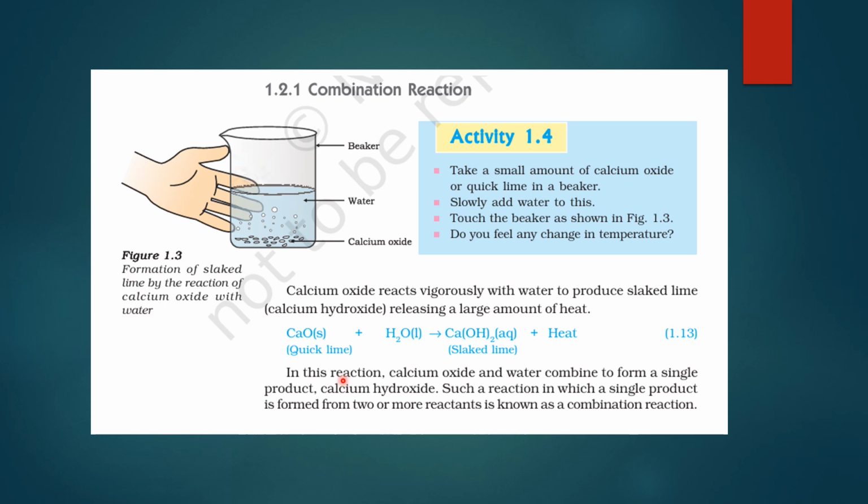So in this reaction, calcium oxide and water combine to form a single product, calcium hydroxide. We have two reactants here and only a single product. Such a reaction in which a single product is formed from two or more reactants is known as a combination reaction. So these two are combining to give one single output product, right?